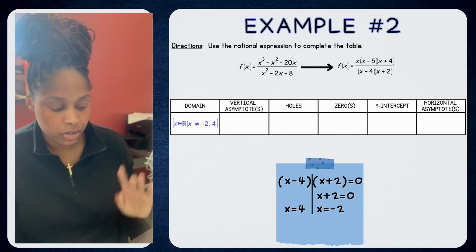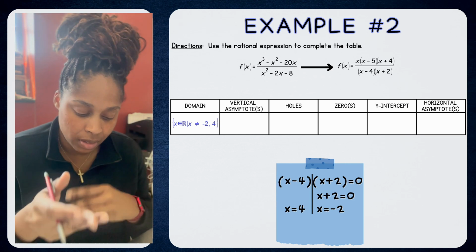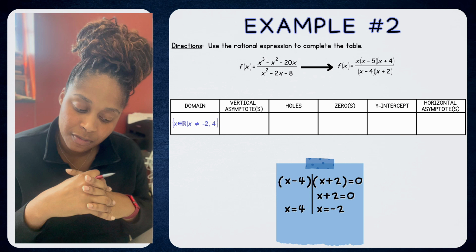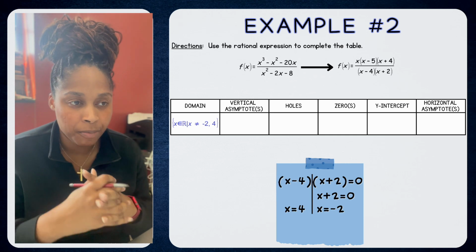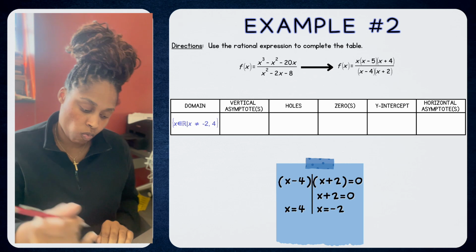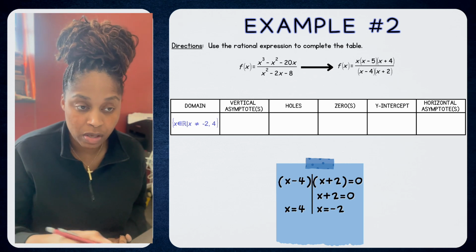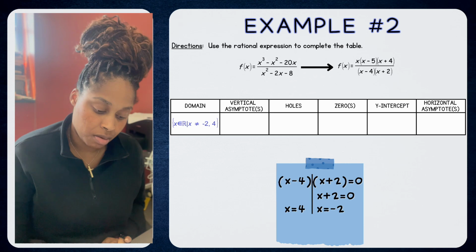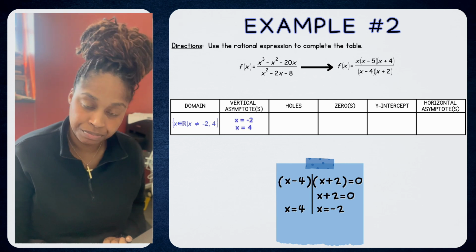Vertical asymptotes. First, we need to simplify. So let's look at our fraction and see if there's anything we can cross out. I see an x plus 4 at the top and then x minus 4 at the bottom. I cannot cross those out because those are not the same, which means our vertical asymptotes are going to be whatever makes the bottom of the fraction equal to 0. And that's going to be -2 and +4.